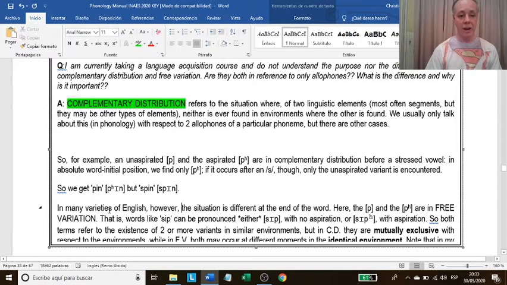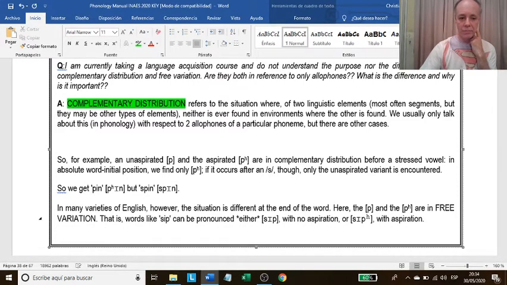In many varieties of English, however, the situation is different at the end of the word. Here, the P and the aspirated P are in free variation. That is, words like sip can be pronounced either sip with no aspiration or sip with aspiration. So both terms refer, let me put it down there.